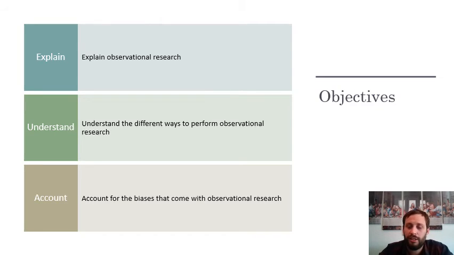So our objectives for today in observational research are to explain what observational research is. Then we're going to understand the different ways to perform observational research. And additionally, we're going to account for biases that come with observational research. And again, as I always state, there are always biases associated with research, and there are just more biases that we need to account for and accept within our research methods.